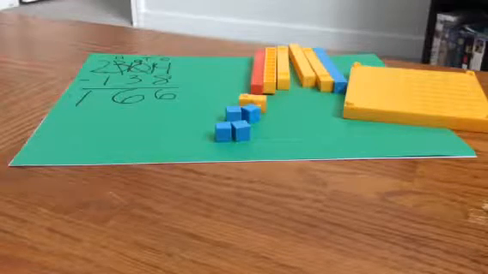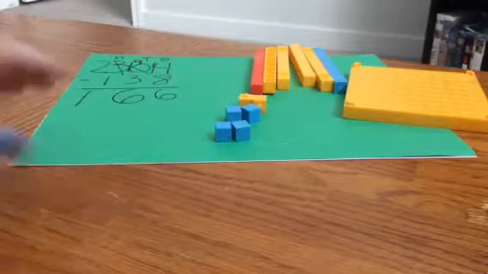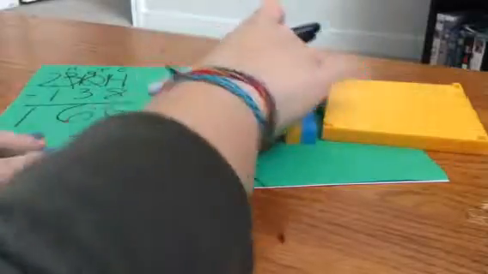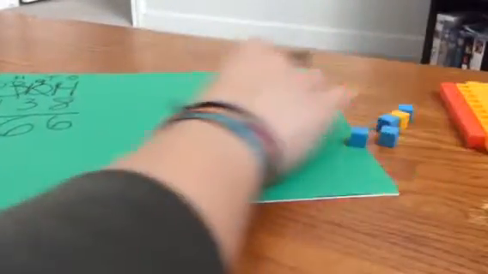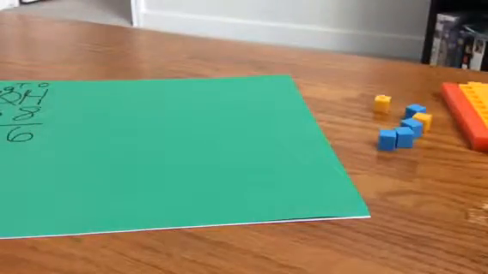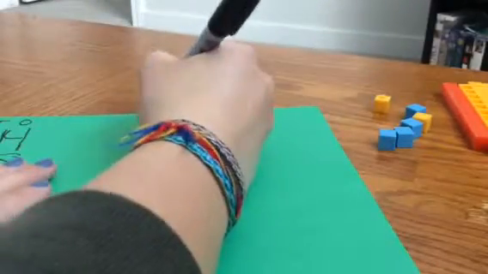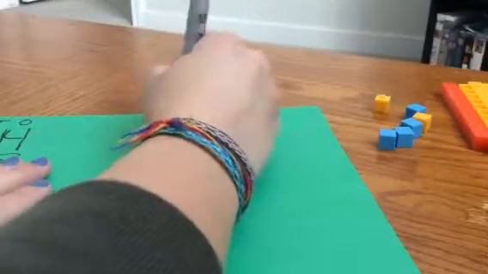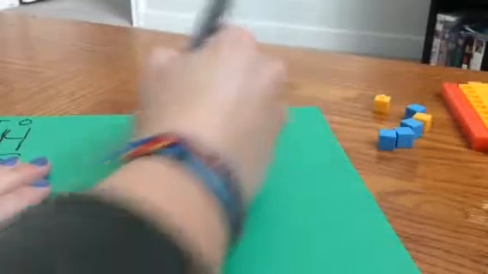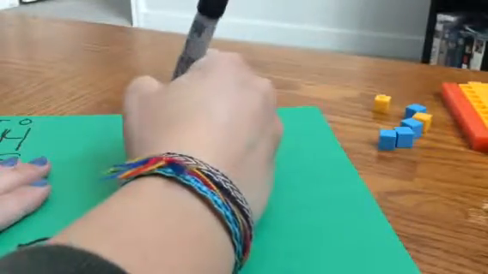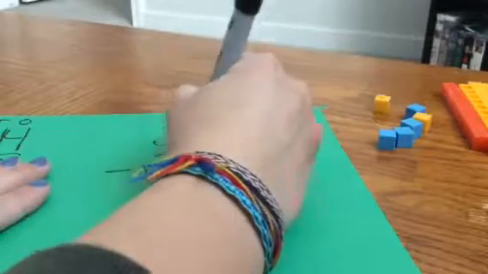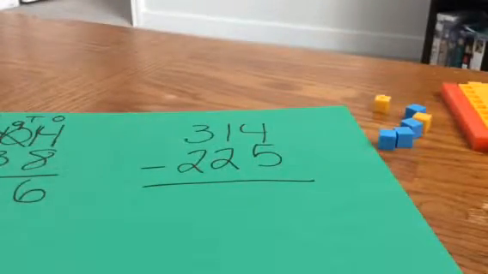166. All right, so I want you to try that problem on your own now. I'll give you a question to try, and then I'll show you the answer for this problem as well. So we're going to do 314 take away 225. All right, go ahead and try that problem.